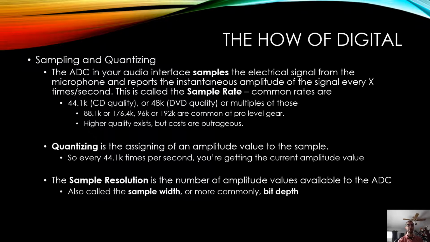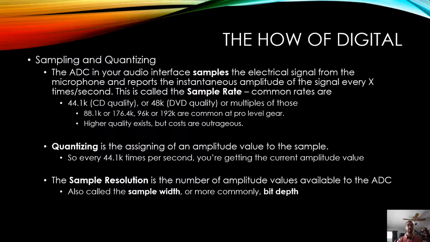Common rates are 44.1K, or 44,100 samples per second. That is CD quality. Or there's 48,000 samples per second. That is DVD quality. You also have multiples of those like 88.2K or 176.4K, which can then be downsampled to CD quality. Or you've got 96K or 192K, which can then be downsampled to 48K. These are common for pro level gear, but not really at the consumer level. Higher quality does exist, but at that point, the costs are ridiculous.